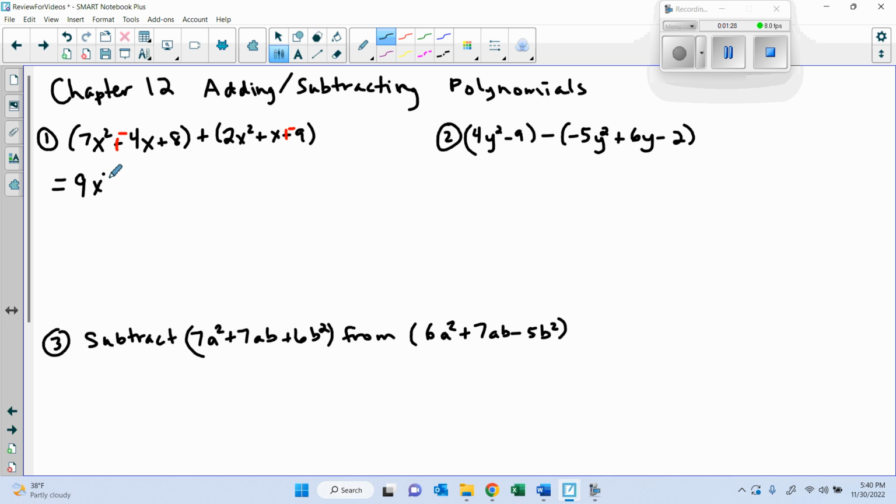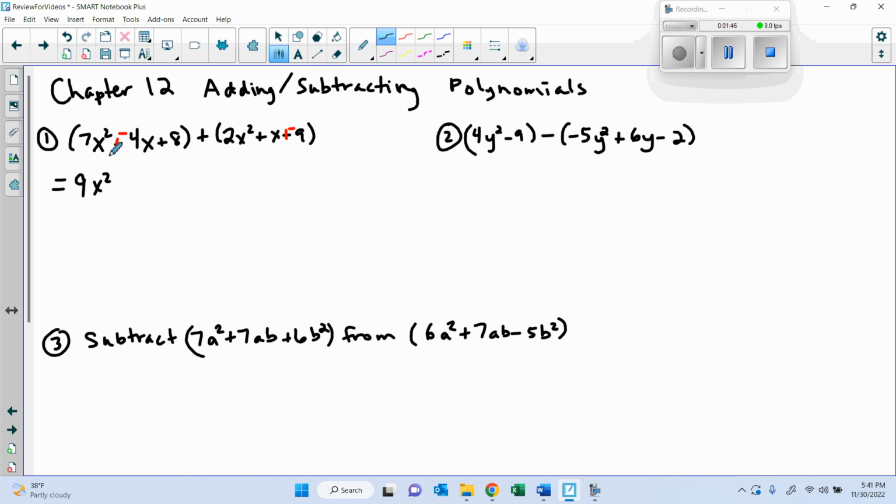Just remember that adding is like dumping a bunch of stuff on a table, separating all the things that are alike and counting how many you have. So the label does not change. You don't do anything to the label. So there's 9x squareds when I put them together.